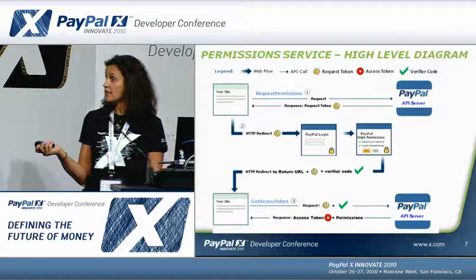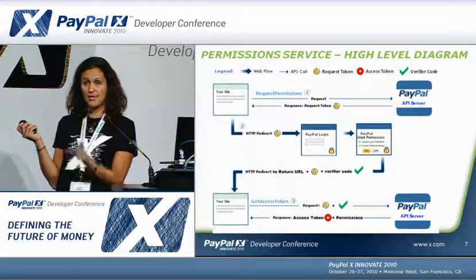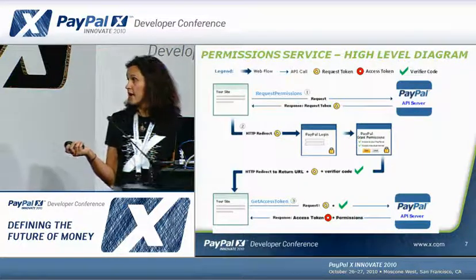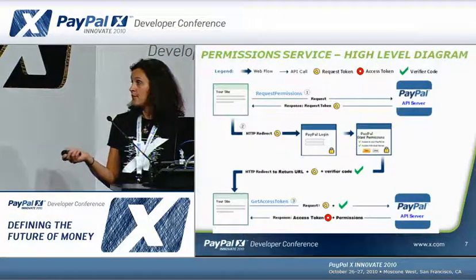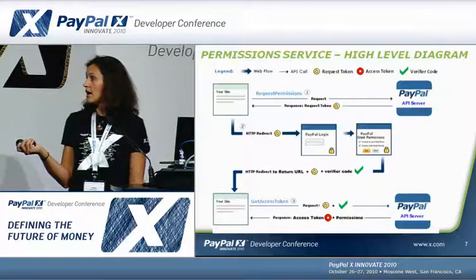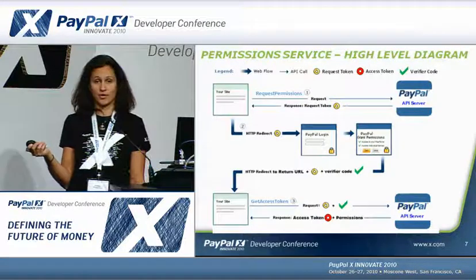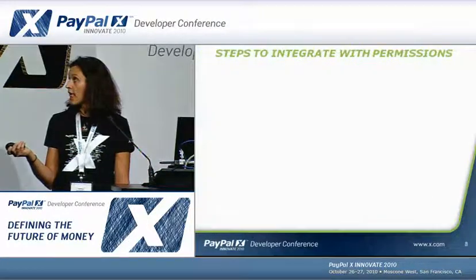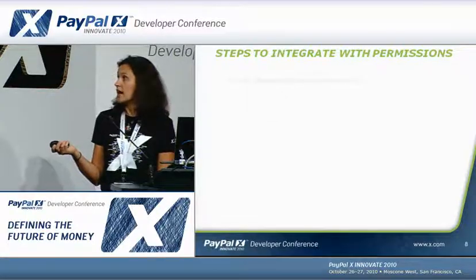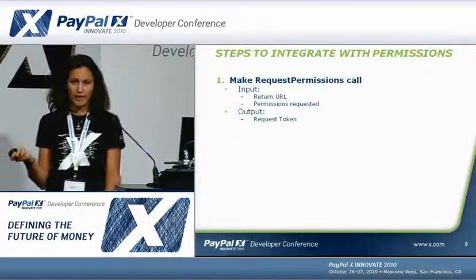Then you'll return back with a verifier code that identifies you as the requester of the permissions. In step number 3, you'll make the get access token API call, passing the request token and verifier code, and you'll get back the access token. Now I will describe in a little more detail what actually happens.